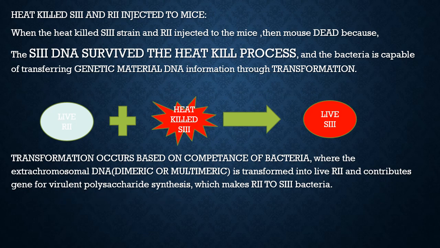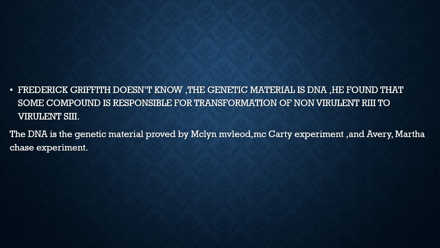Frederick Griffith did not know the genetic material is DNA. He found that some compound is responsible for transformation of non-virulent R2 to virulent S3. So, DNA as genetic material is proved by the other two experiments, the Avery, MacLeod and McCarty experiment and the Hershey and Chase experiment. We can see about these two experiments in our next video.